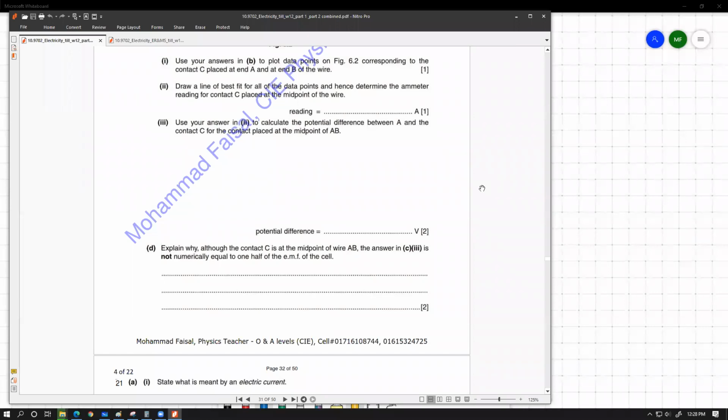Part D, can we explain, try to have a way to answer this question? Why, even if it is connected at the halfway point, do we not have what we wanted? Why is it so?